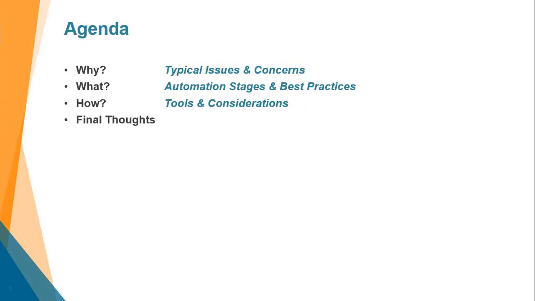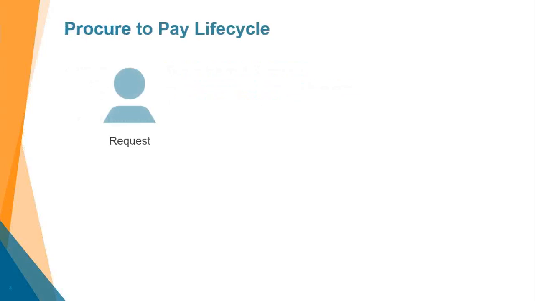Our agenda is pretty short and straightforward. We're going to cover the why, what, and how of this topic, including the typical issues and concerns, automation stages and best practices, and tools and considerations for AP and vendor management, and then share a few final thoughts at the end. So to start, let's talk about the typical procure to pay life cycle.